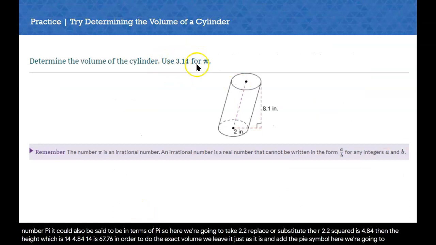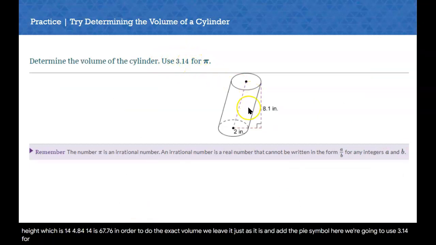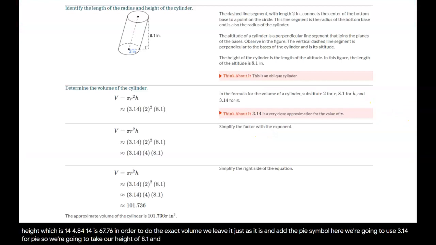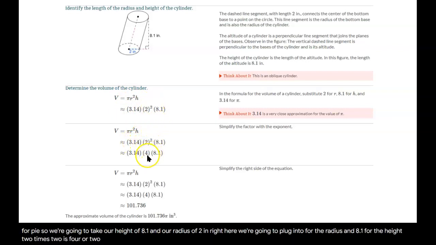Here we're going to use 3.14 for pi. So we're going to take our height of 8.1 and our radius of 2 inches right here. We're going to plug in 2 for the radius and 8.1 for the height. 2 times 2 is 4, or 2 squared is 4, times 8.1 is, it's not listed in here and I didn't plug it into my calculator ahead of time, so I'm just going to roll with it.